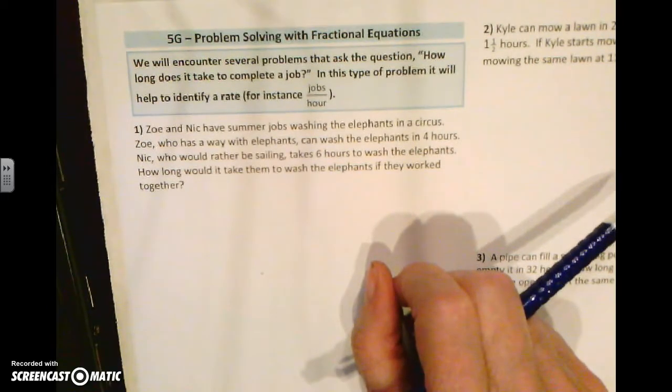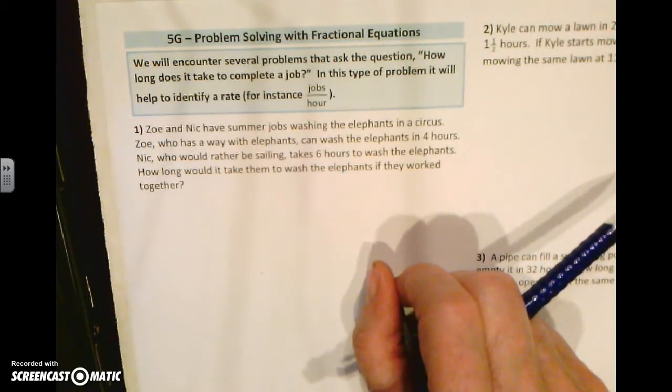But now what happens if you paint a little bit faster than your friend and you paint it in 10 hours and your friend might take 12 hours? How long then might it take you to do it working together? And those are the kind of questions we're going to ask.